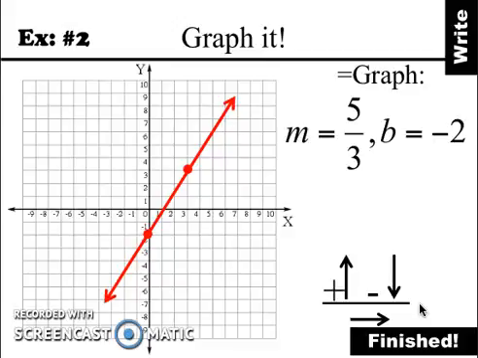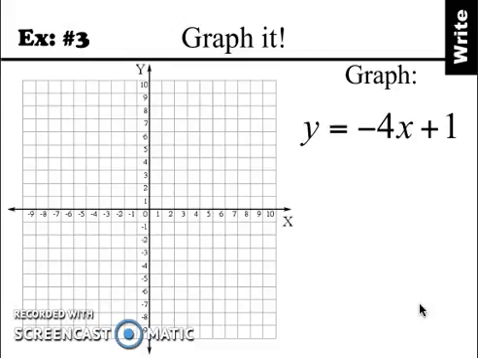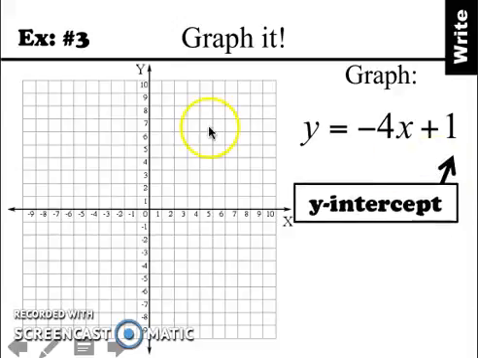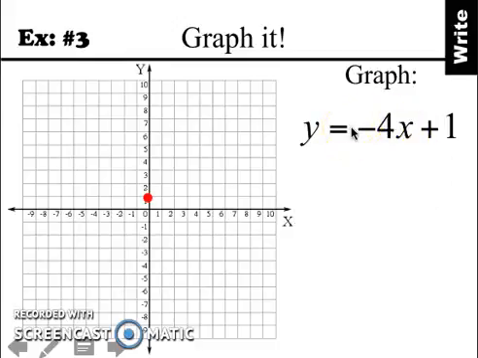Let's look at the next example. We have the equation y equal to -4x plus b. Our y-intercept is +1 on our y-axis. +1 is right here. Place your point. Now we have to keep in mind your slope is -4.